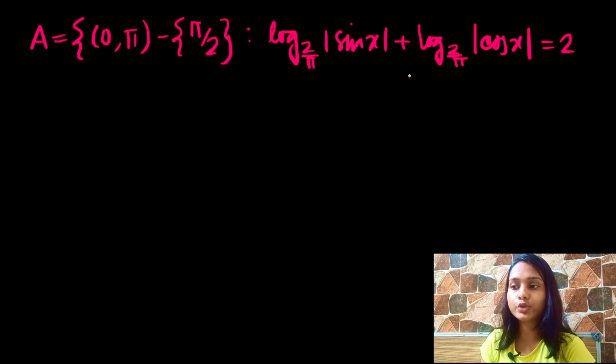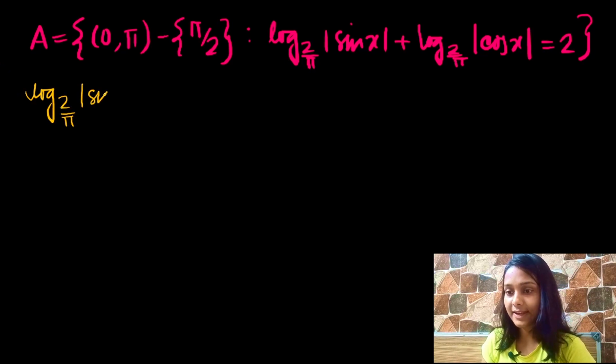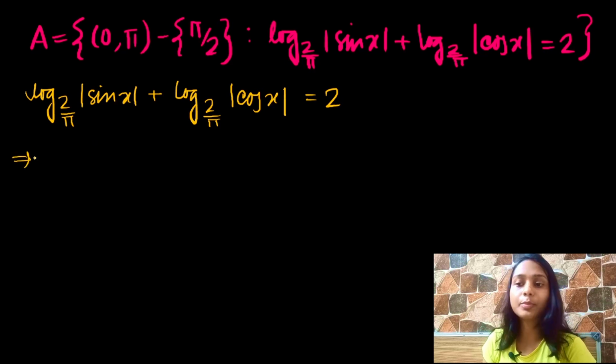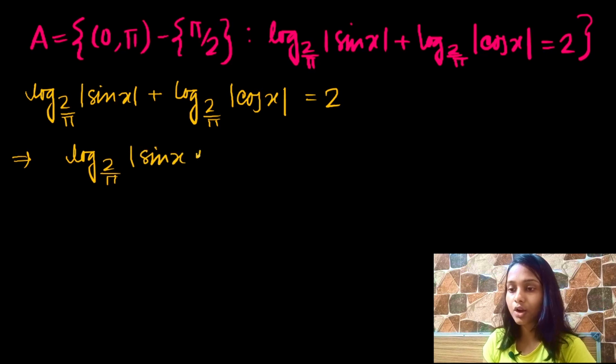So first we need to simplify this expression a little more. So we have log base 2 by pi of mod of sin x plus log base 2 by pi of mod of cos x equals to 2. So by the property of log, log of A plus log of B becomes log of AB. So it will give log base 2 by pi of mod sin x cos x equals to 2.